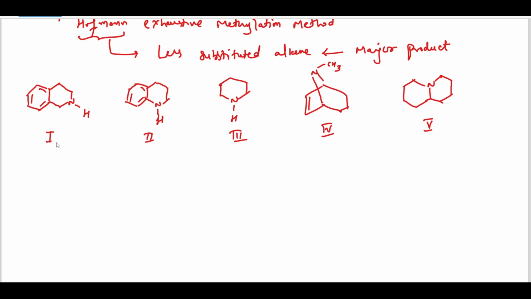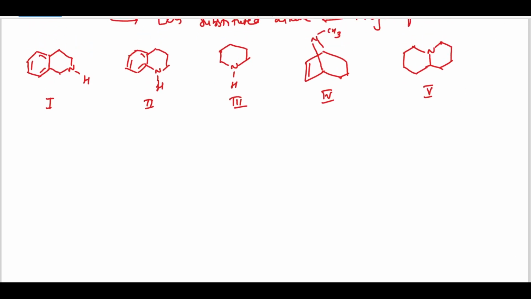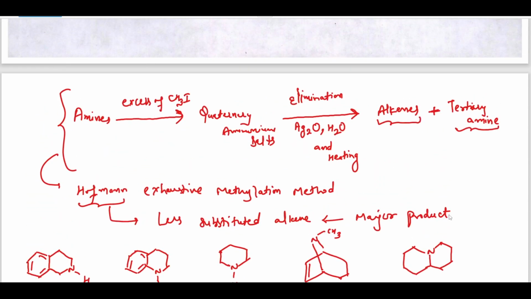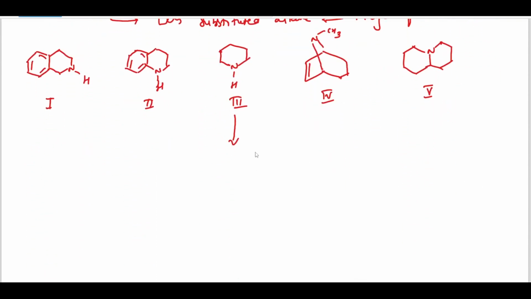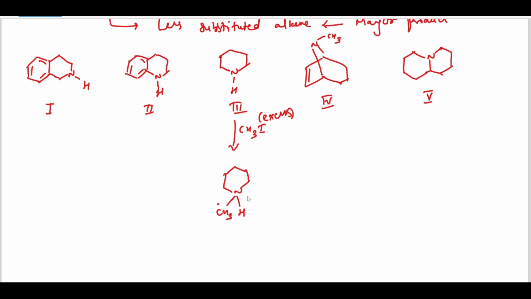Okay. So first of all, we will understand using piperidine how Hoffman exhaustive methylation will occur. So in the first case, it is treated with excess of methyl iodide. Okay, excess of methyl iodide. So what will happen there? Methylation will occur at this amine, and this nitrogen will get positive charge.